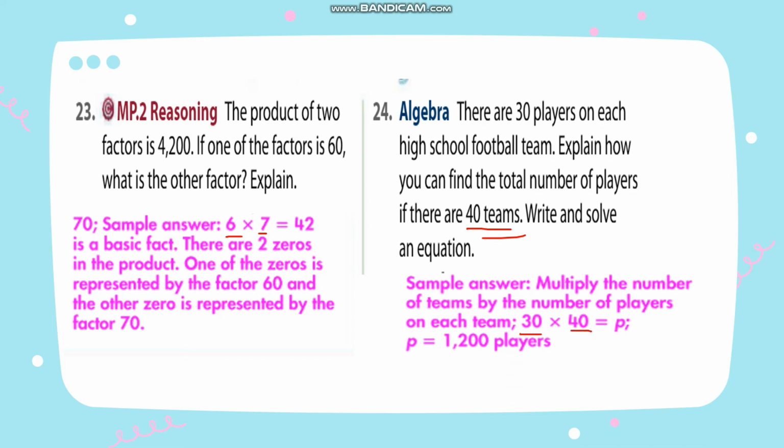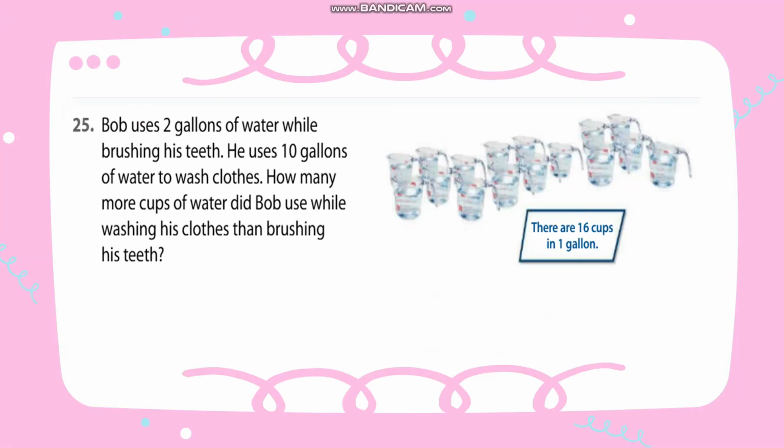So the basic fact here is 3 multiplied by 4, which is 12. Then you have two zeros. You just simply add them to the product. So the final answer is 1,200. Number 25. Bob used 2 gallons of water while brushing his teeth. He uses 10 gallons of water to wash clothes. How many more cups of water did Bob use while washing his clothes than brushing his teeth?